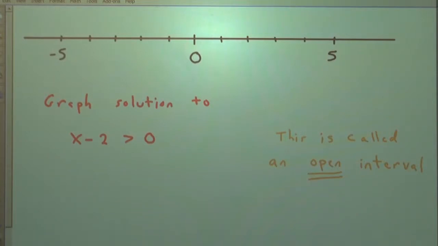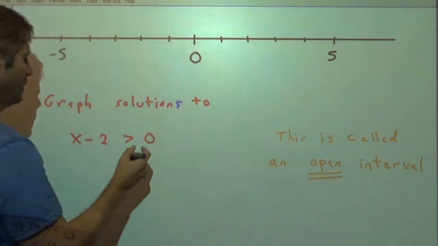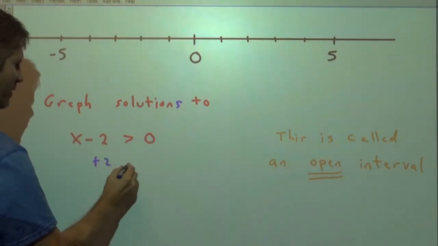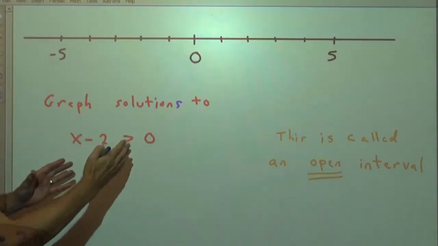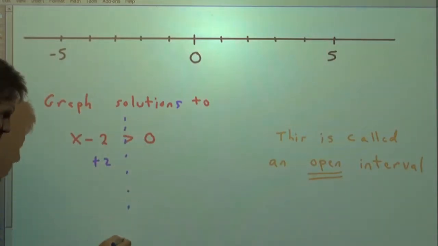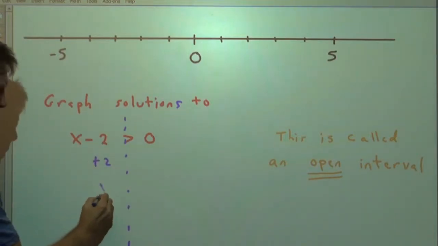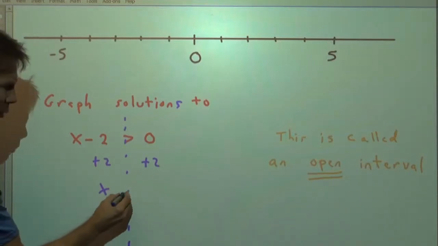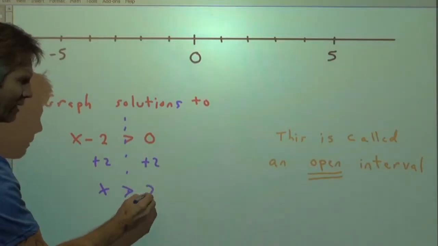But now contrast that with this. Graph the solution or solutions to this inequality. Well, again, we're going to get x by itself because we have the left side and the right side of the inequality. If you want to, again, put a little dotted line there separating the two sides. We'll add 2 to get x by itself. We do the same thing to the other side. We'll add 2. We're left with x is greater than 2.